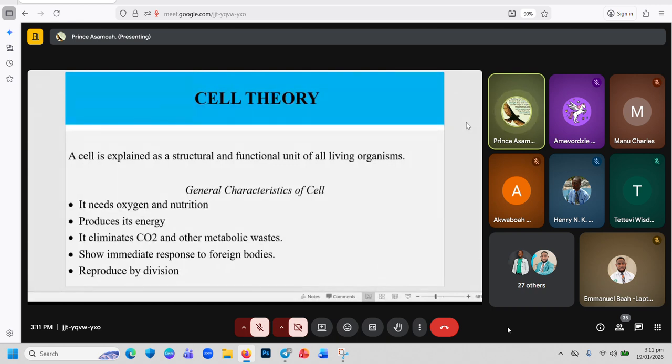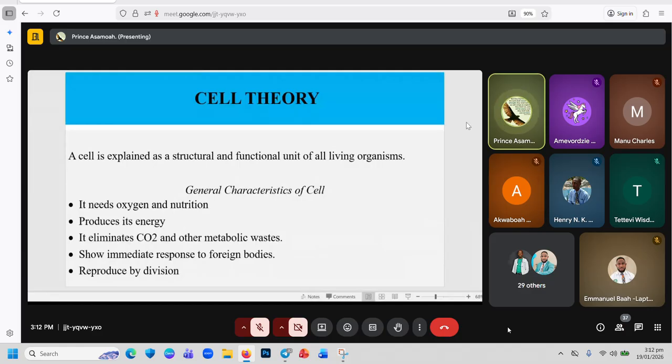So we are going to look at that. The third is that one of the characteristics of a cell is to eliminate CO2 and other metabolic waste. You know that as energy is being produced, carbon dioxide and other reactive oxygen species come up. So the cell must be able to eliminate them.